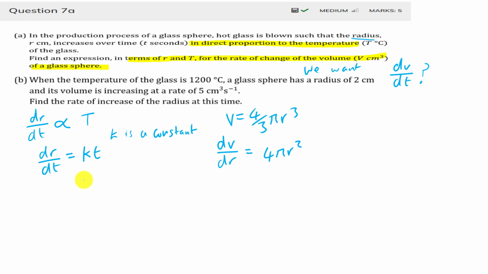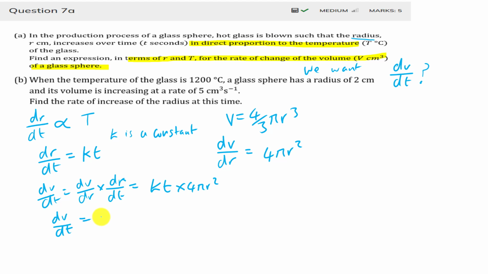So we know by the chain rule dV/dt equals dV/dR, which we've just found, times dR/dt, which we've got. So we substitute all that in. So that means it's going to be kT times 4 pi r squared. So you can see this is a slightly more difficult question. So we just simplify that.